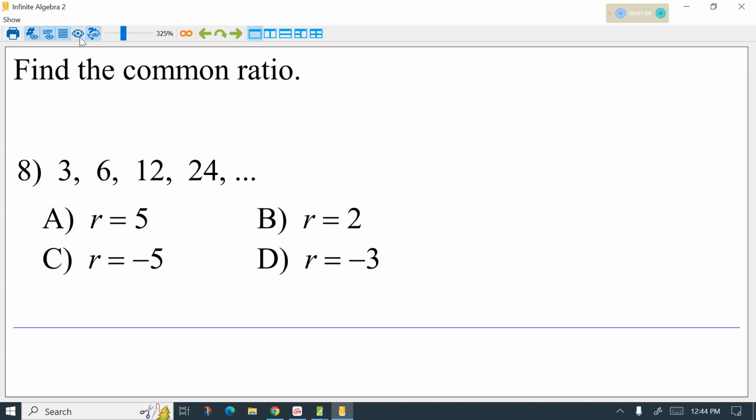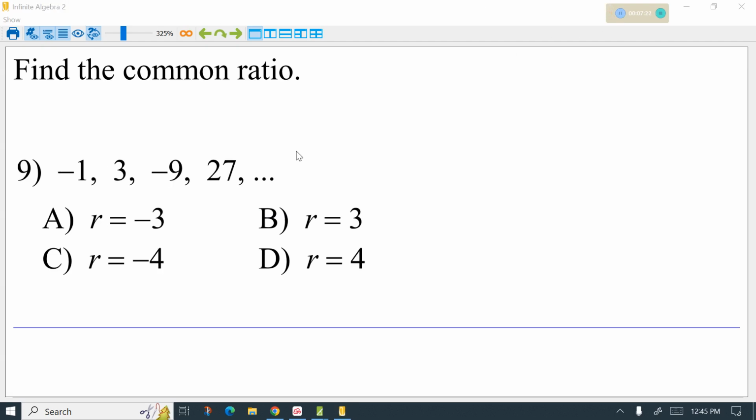Now finding the common ratio here, we should see it's multiplying by 2 every time. So our common ratio is 2, right? 3 times 2 is 6, 6 times 2 is 12, and 12 times 2 is 24. In this case, we have an alternating sequence, and we can see it's getting multiplied by negative 3 every time. And so notice when we have a negative value as our common ratio, we'll have alternating negative, positive, or positive, negative, either way. That has to happen if we have a negative, all right?